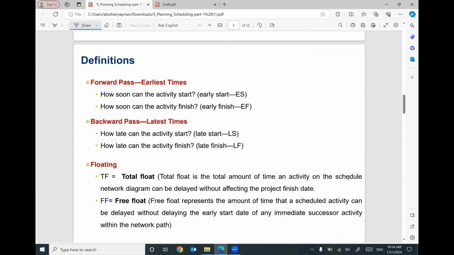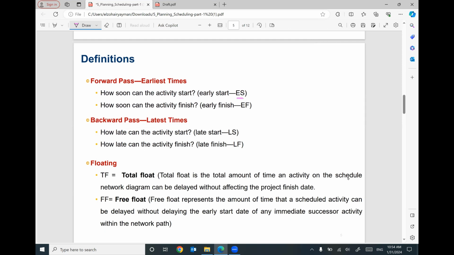Keep in mind, the early start means how soon the activity can start, from the name early start. This is the earliest time we can start the activity. Early finish: how soon can the activity finish? The earliest time to finish the activity. This is the meaning of early start and early finish: the early time to start your activity and the early time to finish your activity.